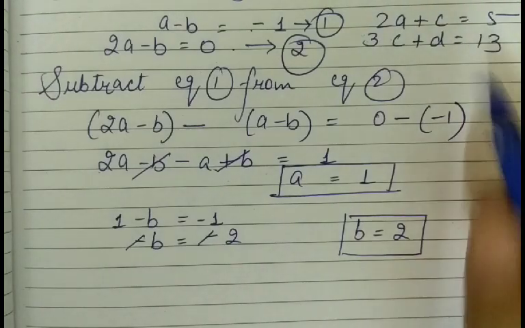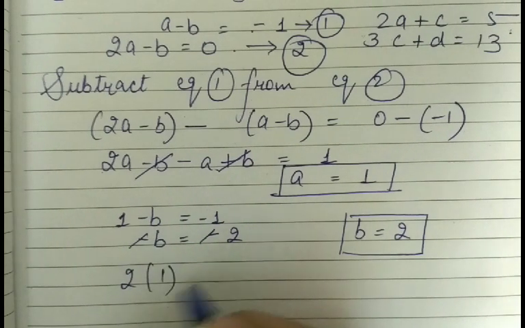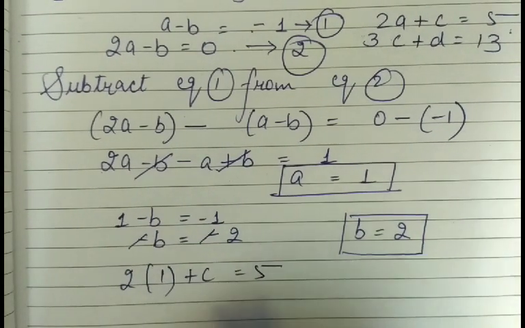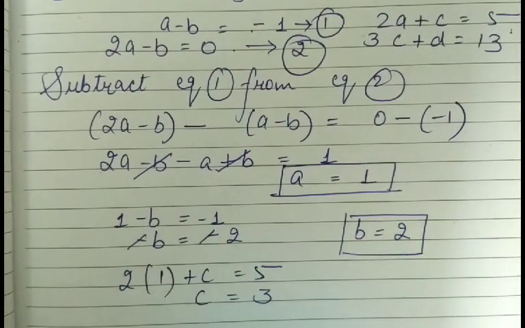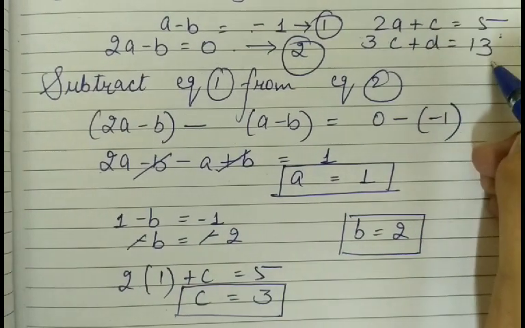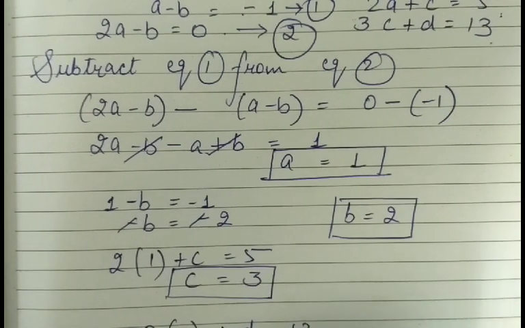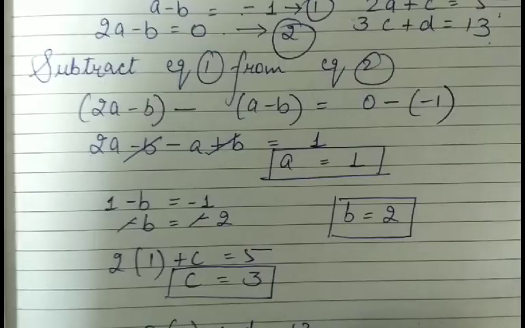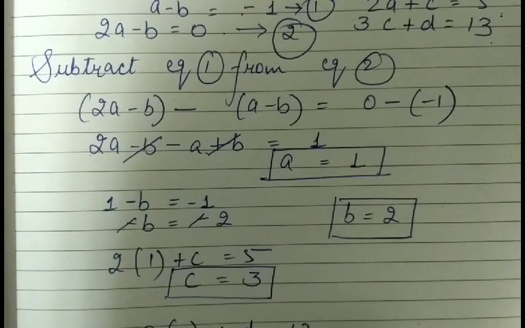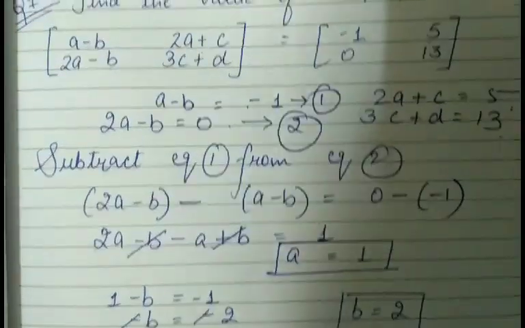Next, put the value of a in equation 3. Twice of a plus c equals to 5. C will be equals to 3. Put the value of c in equation 4. 3 times of c plus d equals to 13. D will be equals to 13 minus 9, that is d equals to 4. So we have found here values of a, b, c and d.